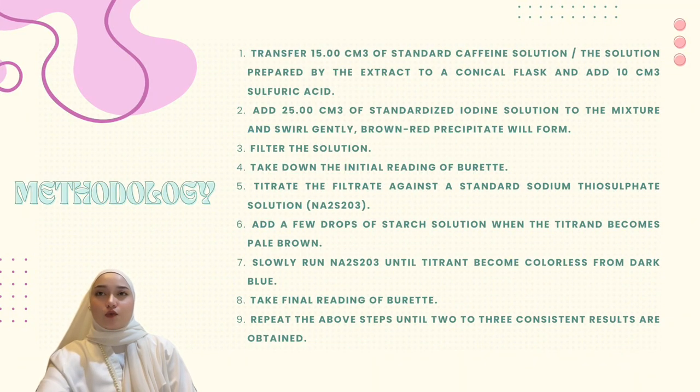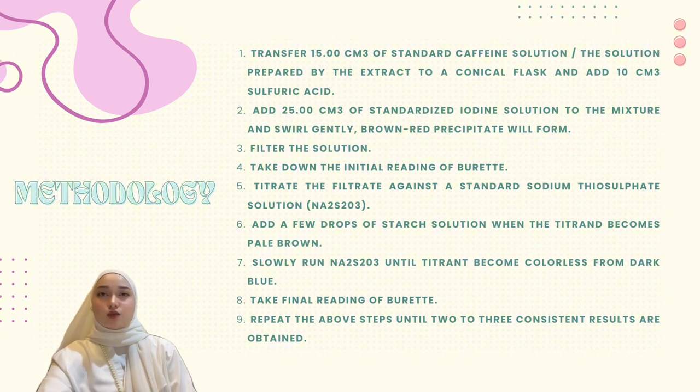Okay, next for methodology, the first one is to transfer 15 cm³ of standard caffeine solution, or the solution prepared by the extract, to a conical flask and add 10 cm³ of sulfuric acid. Number 2, add 25 cm³ of standardized iodine solution to the mixture and swirl gently. Brown-red precipitate will form. Number 3 is to filter the solution.